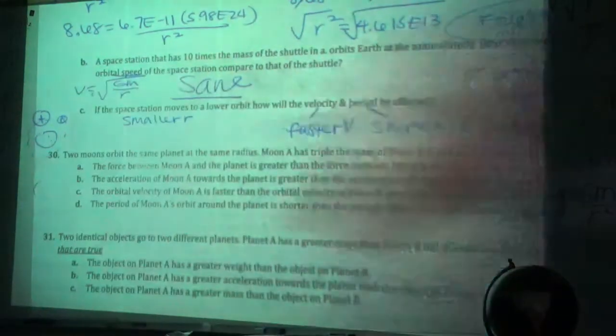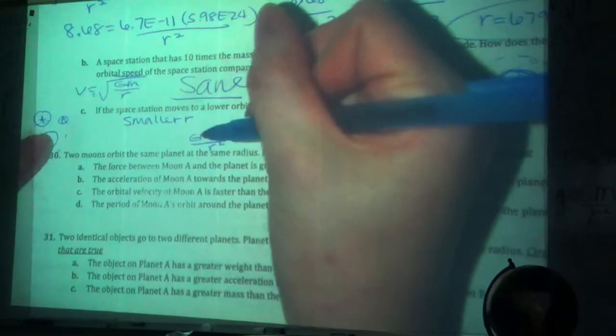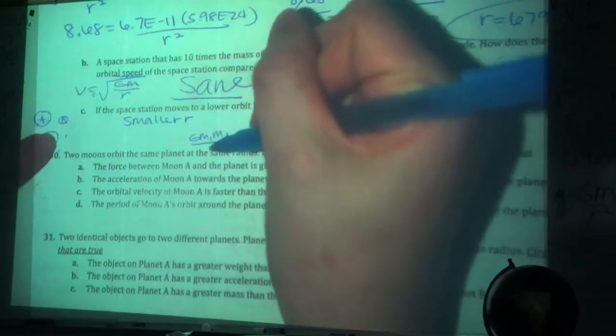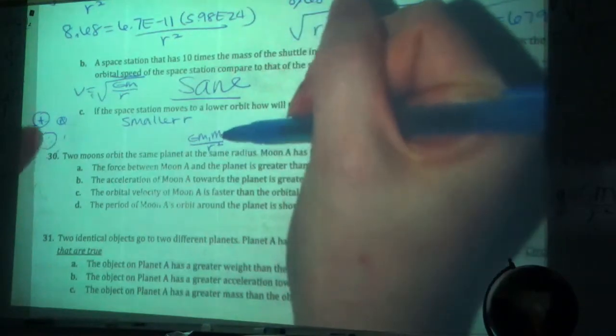If you look at your force equation, it's G m1 m2 over r squared. So here, both the mass of the planet and the mass of the moon matter, and the radius. They have the same first m, they've got the same r, but that second mass, the one that sometimes matters and sometimes doesn't, in the FG equation, the second mass does matter, so it would be a greater force if you have a greater second mass.